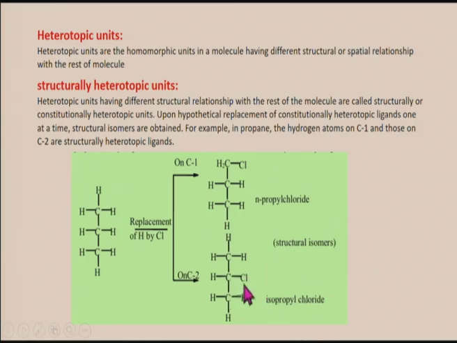Now, you see where the chlorine is: in the second case the chlorine is on the C2 carbon, and in the first case the chlorine is on the C1 carbon. So we get different products, because N-propyl chloride and isopropyl chloride are not the same product; the position of the chlorine is different. These two are positional isomers, which is an example of structural isomers. So, we get structural isomers by the substitution criterion in the structurally heterotopic units.